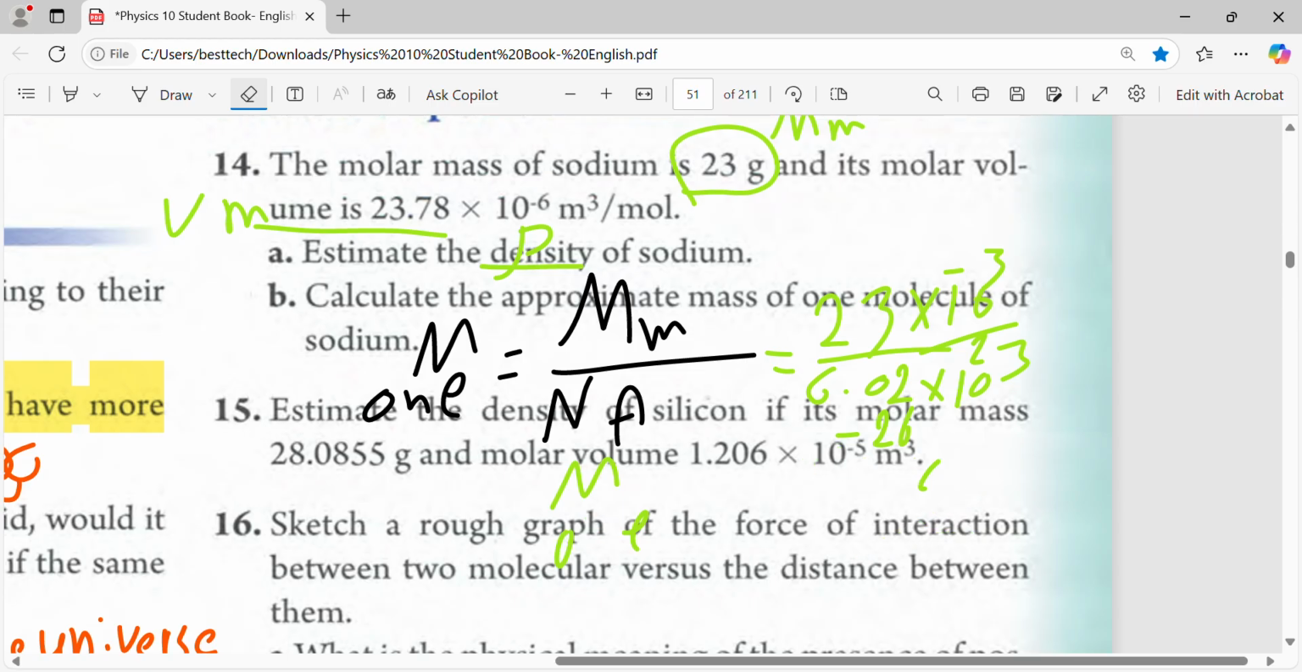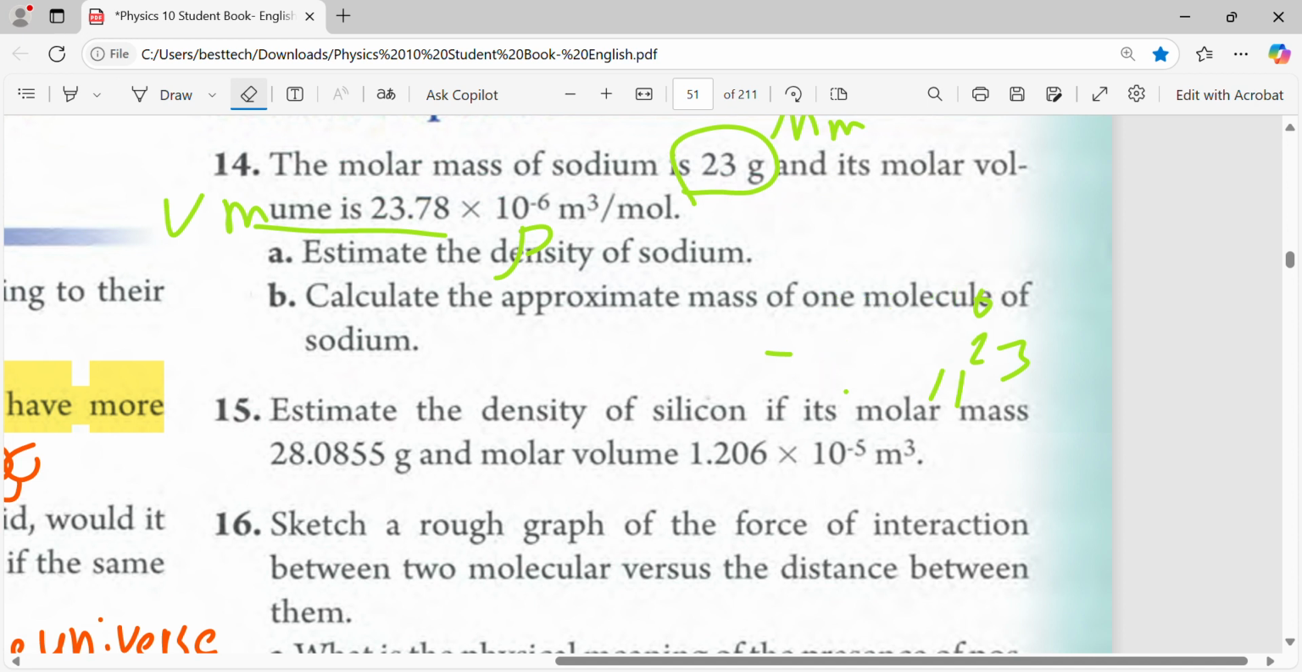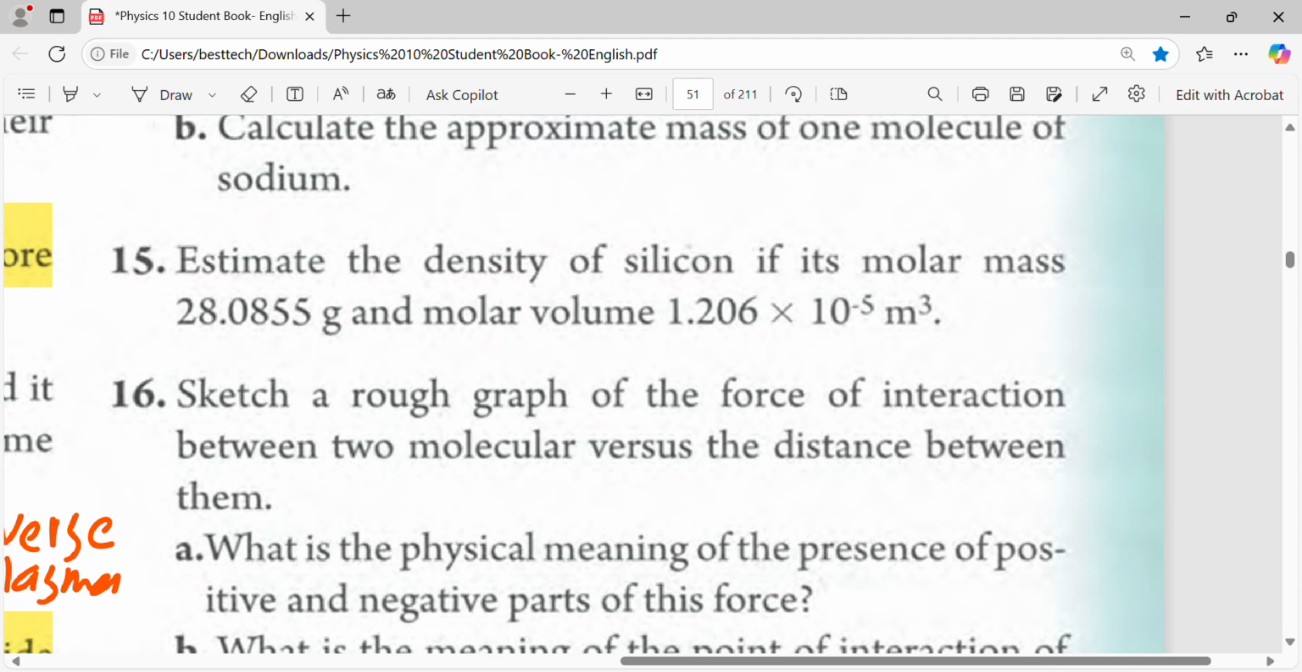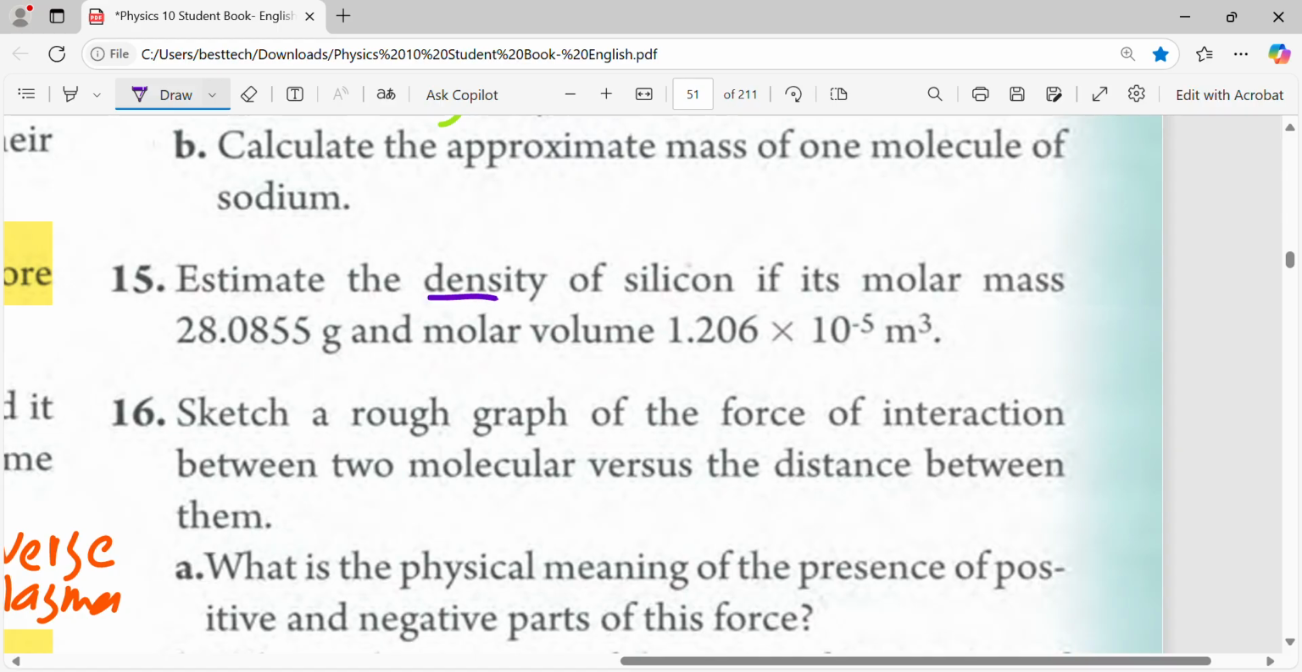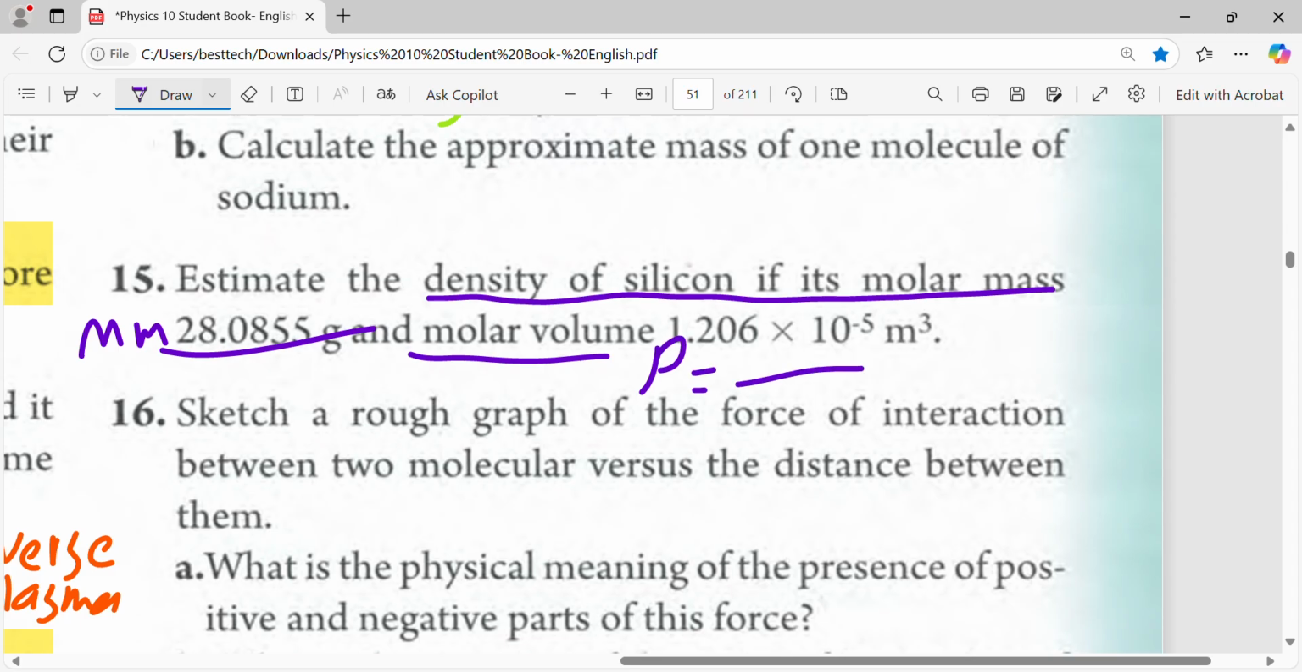Question 15. Estimate the density of silicon, given its molar mass, written M capital, and its molar volume. So find the density. Again, the rule of density is easy, equal to molar mass over molar volume.